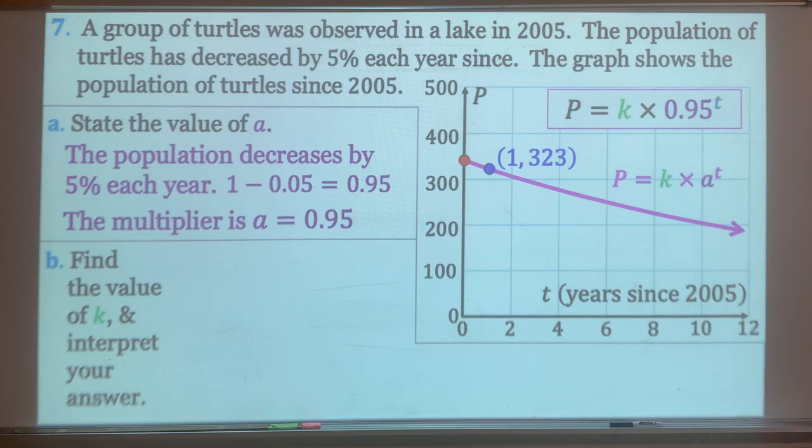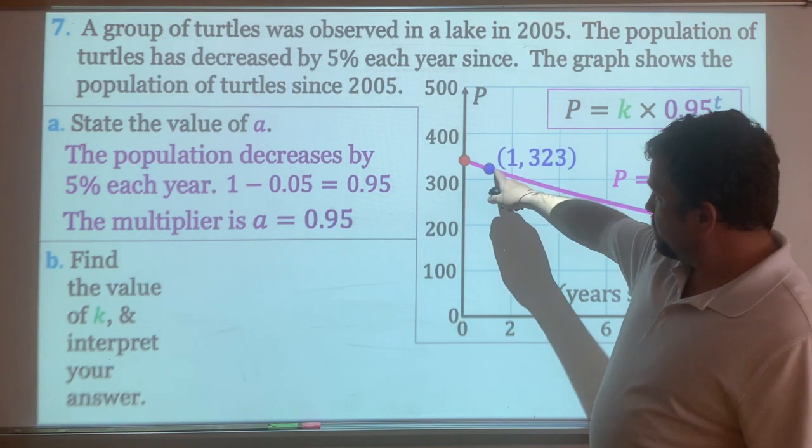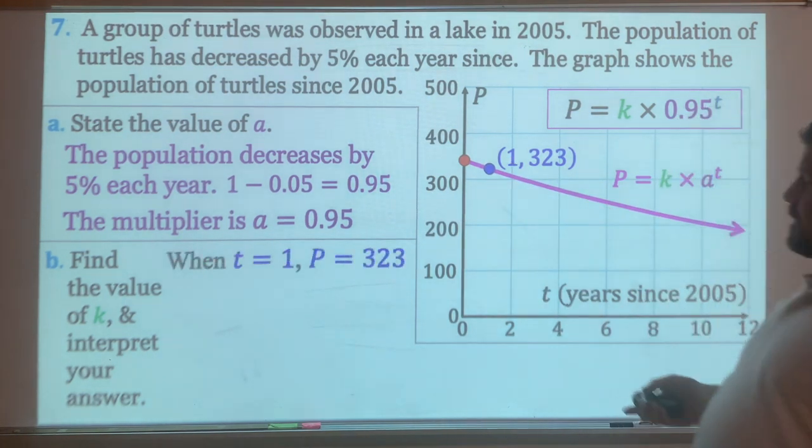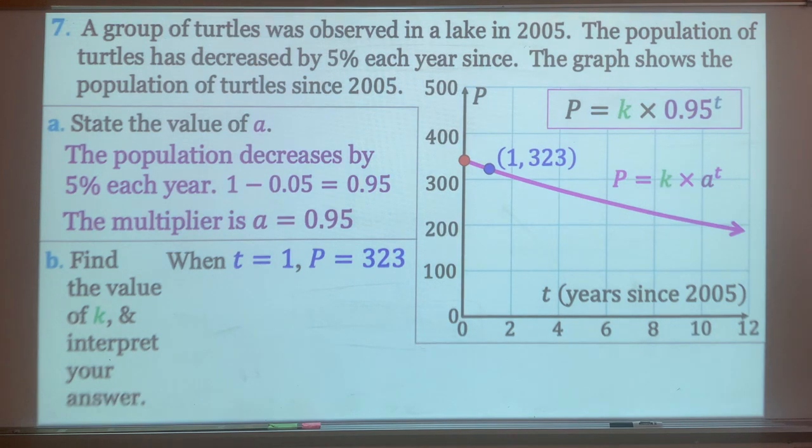Sorry, this looks like this. You don't want to make it fit. All right, we're going to use this point right here to find K. So when T is 1, P is 323. 323 equals K times 0.95 to the first power.